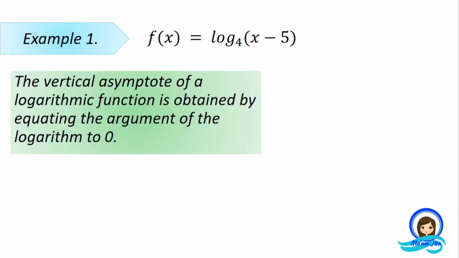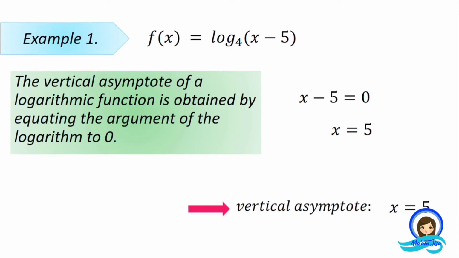Now for the vertical asymptote, it is obtained by equating the argument of the logarithm to 0. Previously, I introduced to you where to find the argument of the logarithm, and it is this expression. So x minus 5 equals 0, therefore x equals 5. This is our vertical asymptote. Logarithmic functions have no horizontal asymptote. So that is how to find the x and y intercepts as well as the asymptote of a logarithmic function.